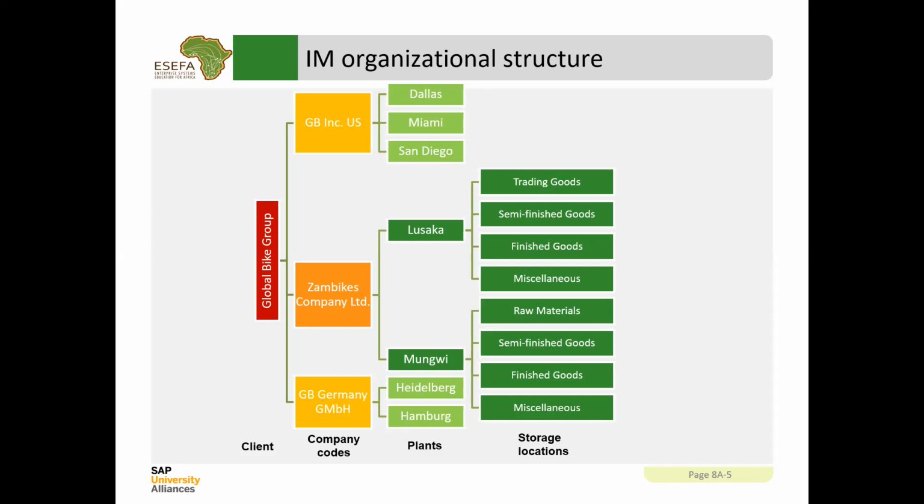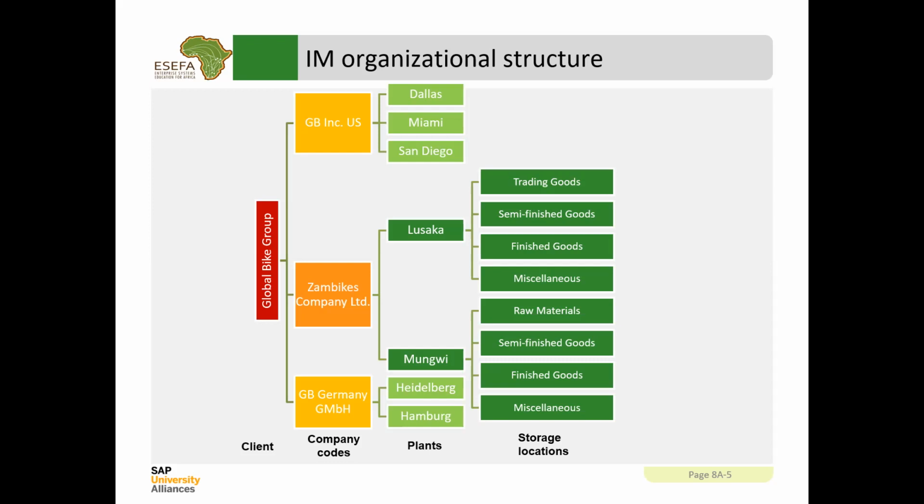So what is the challenge? Now, Lusaka does not deal with raw materials, so it doesn't have a store for raw materials. Mungwi does not have a shipping port. So the level of inventory they keep will differ. For Lusaka, that does not deal with raw materials, you can't have a processing plant, a production plant there. So it's going to affect the structure of that plant.